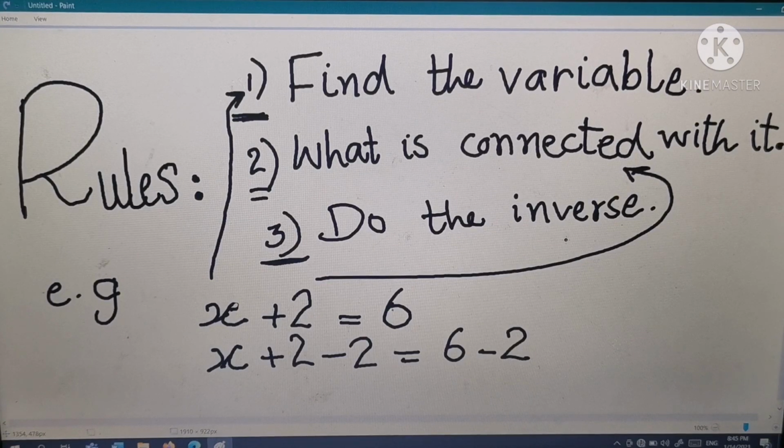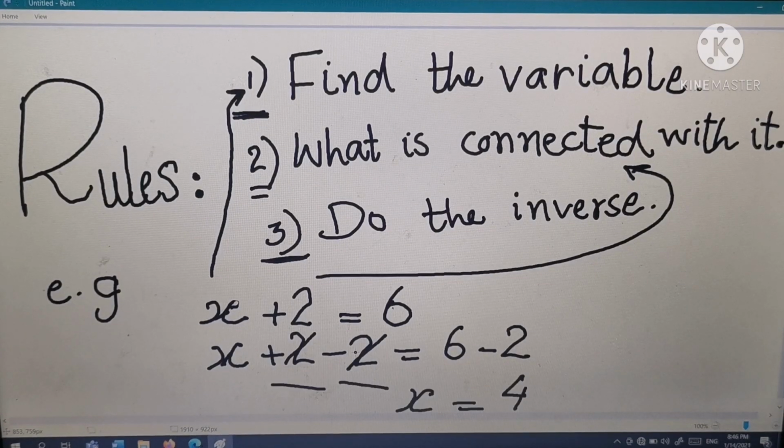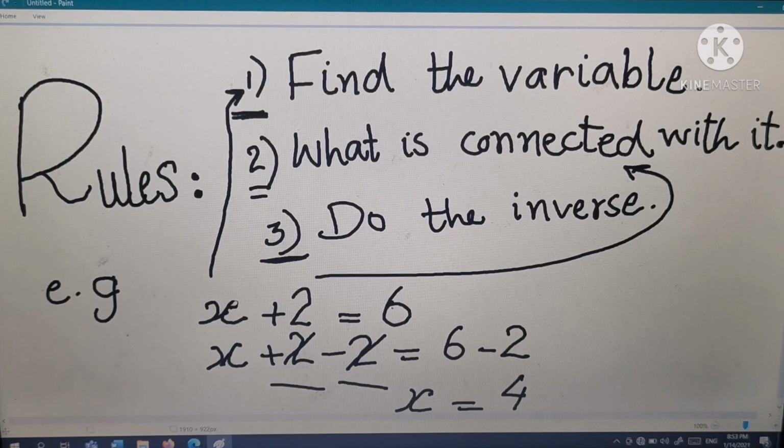According to the third rule, we will write minus 2 on both of the sides. After following the third rule, we will get x is equal to 4. I hope that all of you have understood the method easily. Now I will take another example that will help you to understand it easily.